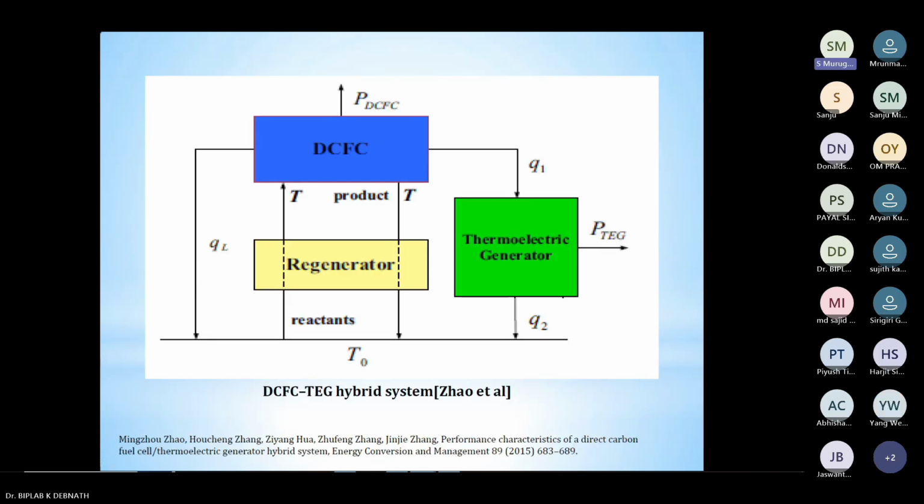Some people have, of course, used a direct carbon fuel cell. They combined it with a thermoelectric generator. Here we use a regenerator as well. Next.